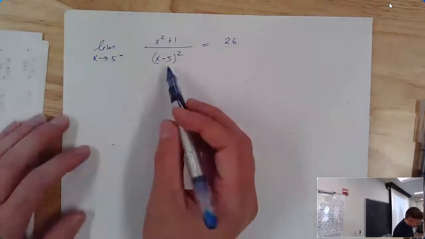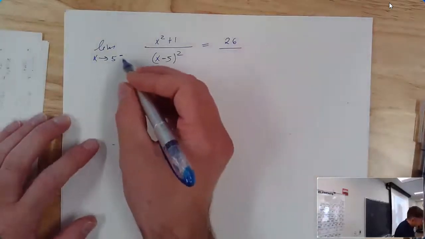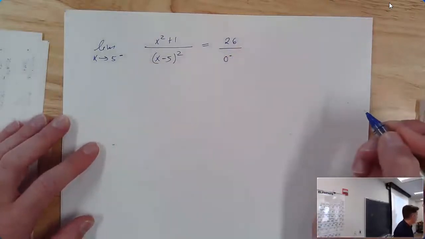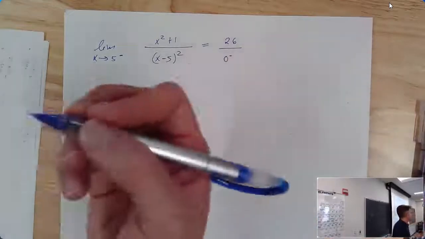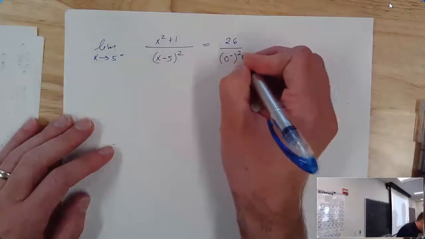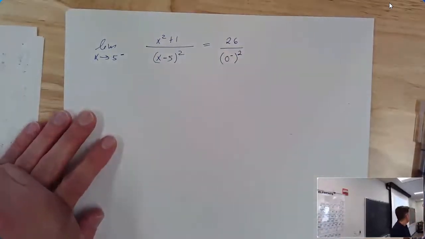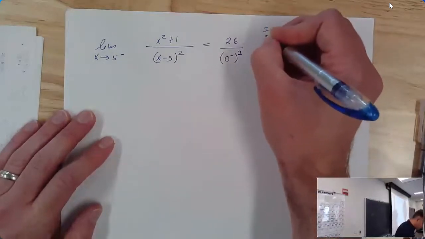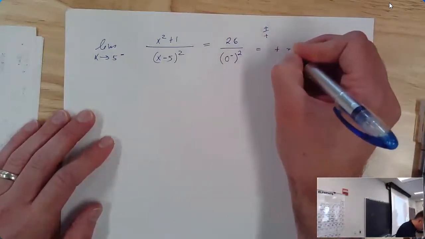If I plug it into the bottom, a number slightly smaller than 5 minus 5 is slightly negative. You don't have to write it like this. You can do something else. I like to write 0 superscript minus. But then we are squaring, which means it's slightly positive. So I have a positive over a positive, which means this is going to be a positive infinity.